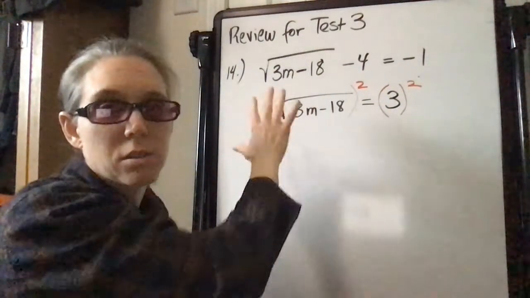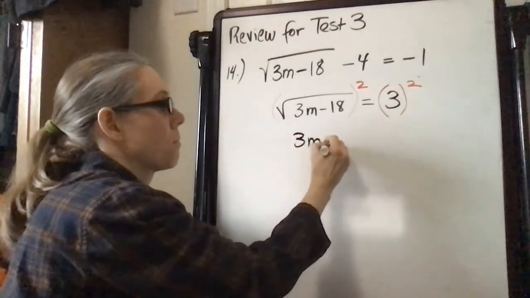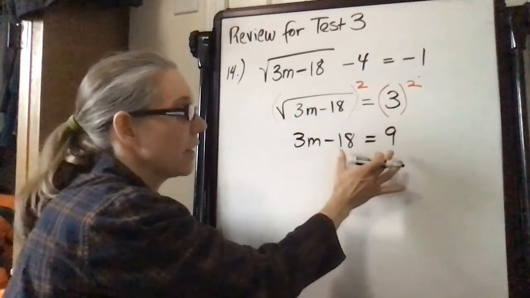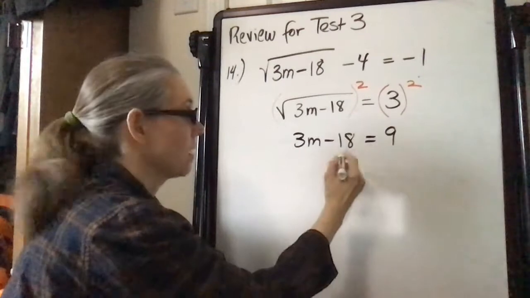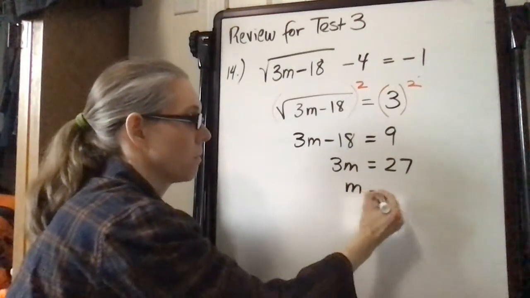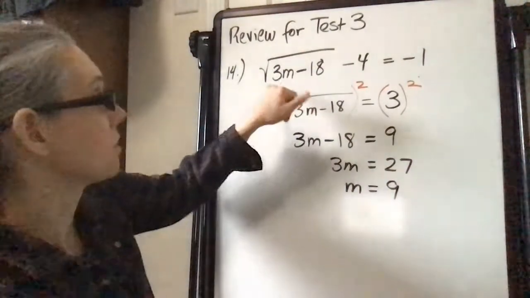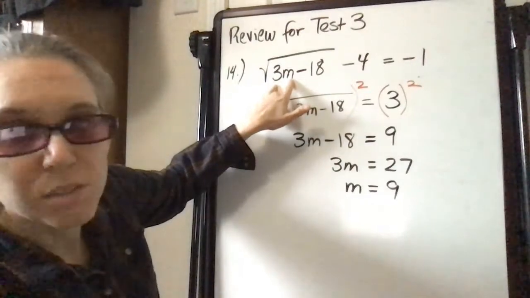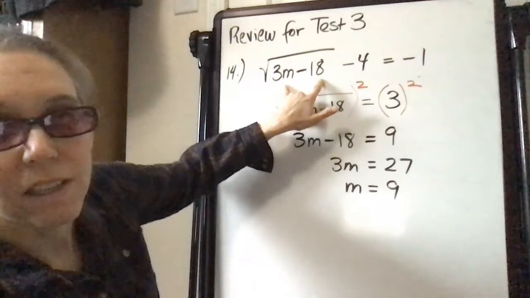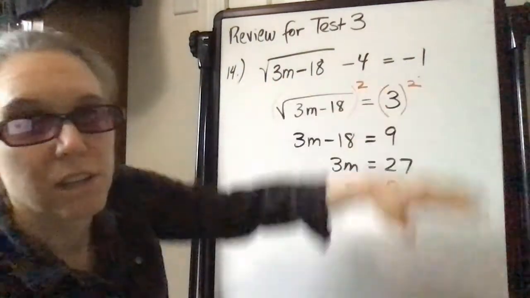So when you square a square root, you get what's underneath the radical. And then 3 squared is 9. Next, you add 18 to both sides. Divide both sides by 3. And when you get your final answer, plug it back in. Make sure it works. 3 times 9 is 27. 27 minus 18 is 9. The square root of 9 is 3. 3 minus 4 is negative 1.